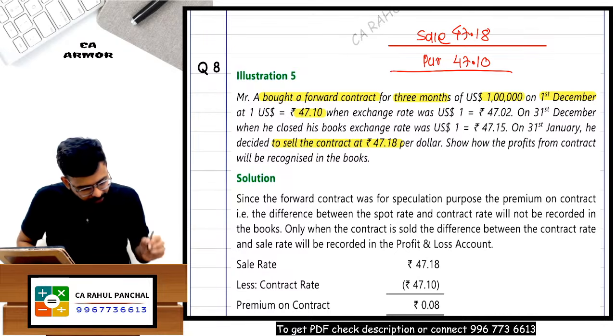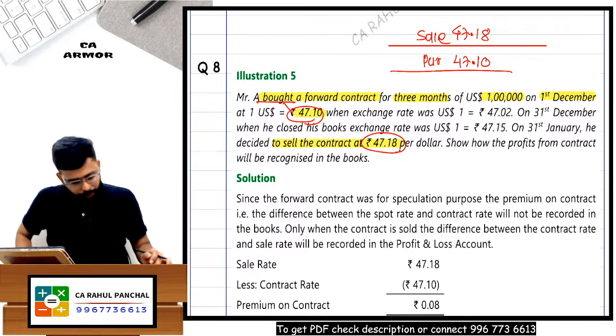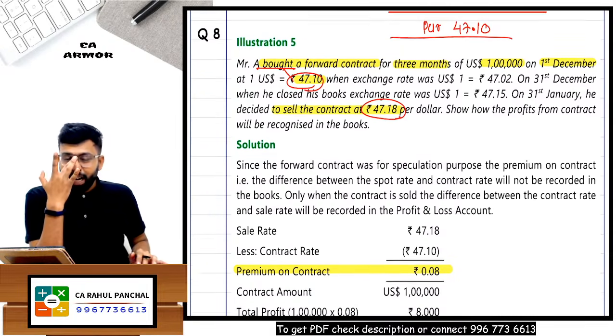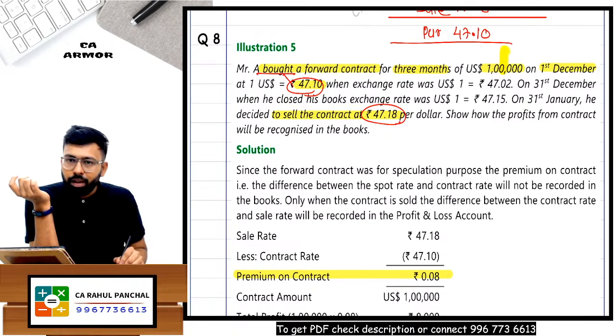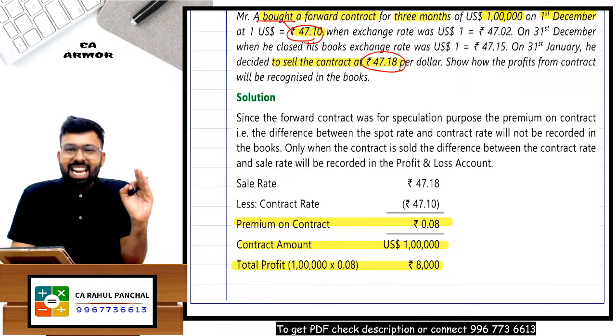18. It means there is a profit from this. Yes, my purchase, when I bought it, it was bought for this and sold for this. It means there is a profit of 0.08, and this I have earned for $1. And how many dollars was the contract for? $1 lakh. So into 1 lakh. So this is my total profit, 8 lakh rupees.